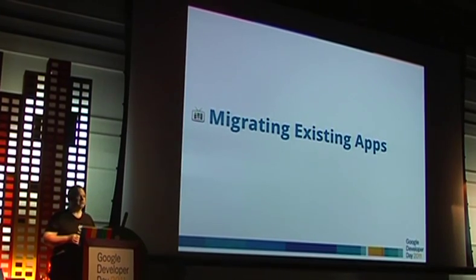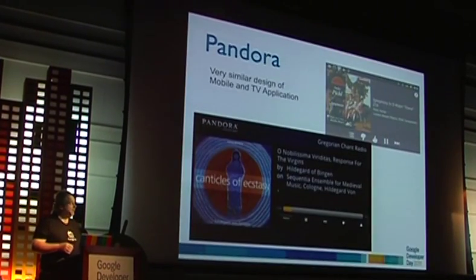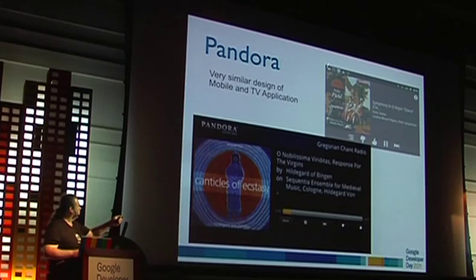So migrating your existing apps. Pandora took its phone app here and just simply made it their TV app. They added media key support. TVs are obviously great for video, and CNBC has optimized their app for that. You can see their web app, their phone app, and their TV app. They've done a good job repurposing their content for each medium.